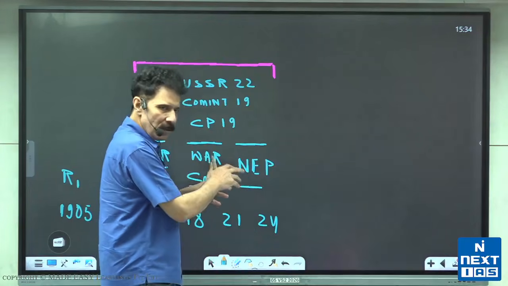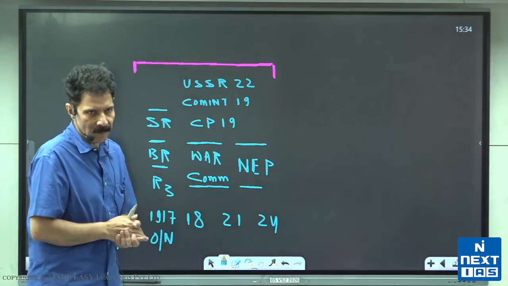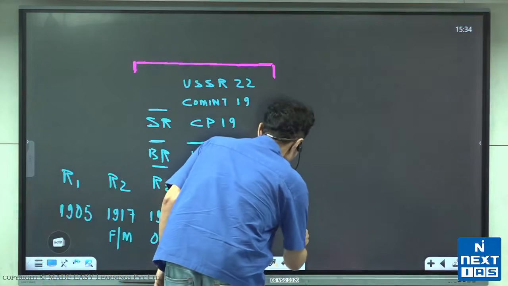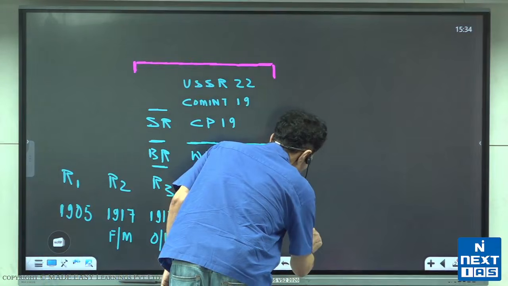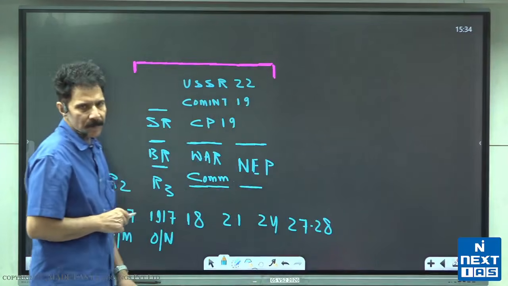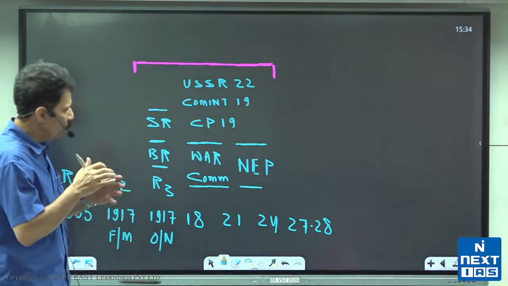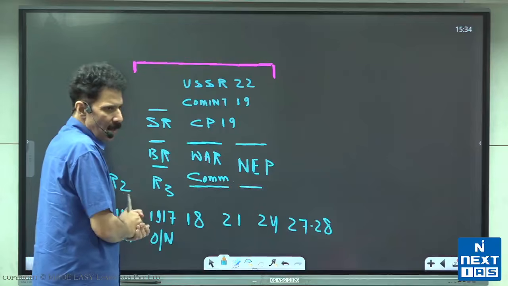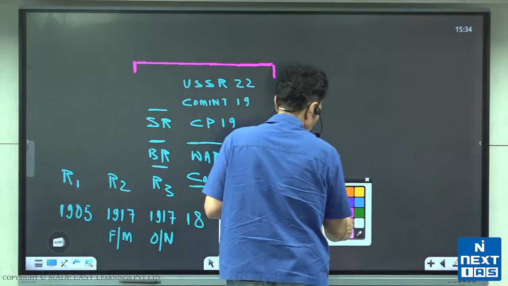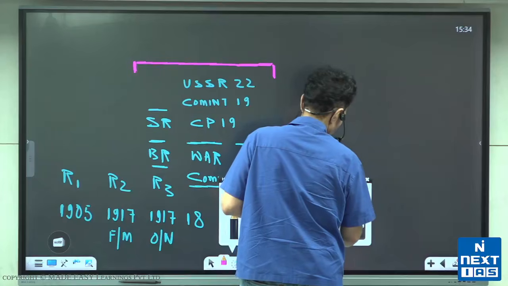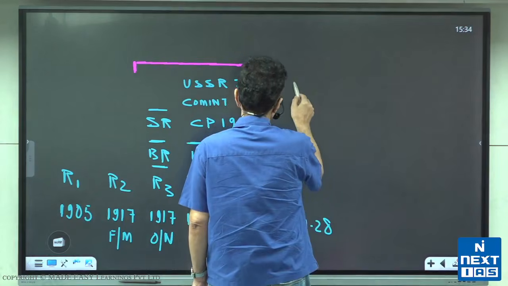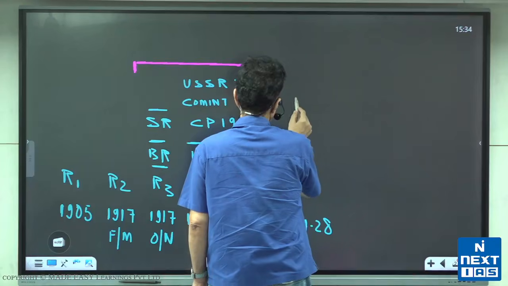There was some struggle for the leadership. Finally, Stalin emerged as a leader. When Stalin emerged as a leader, NEP was dropped. Now we are here, 27, 28. NEP was dropped and new policy introduced. Under those new policies, one very important is the ideology, communism or socialism in one country.